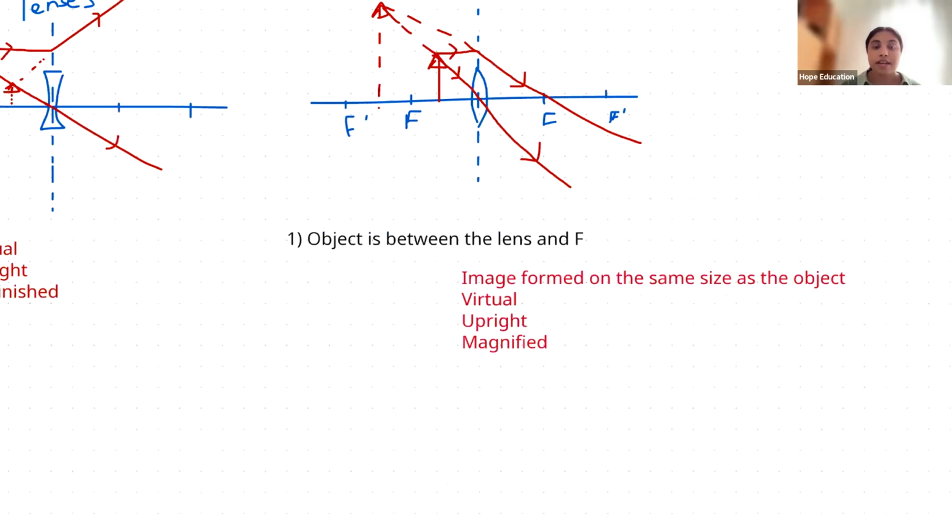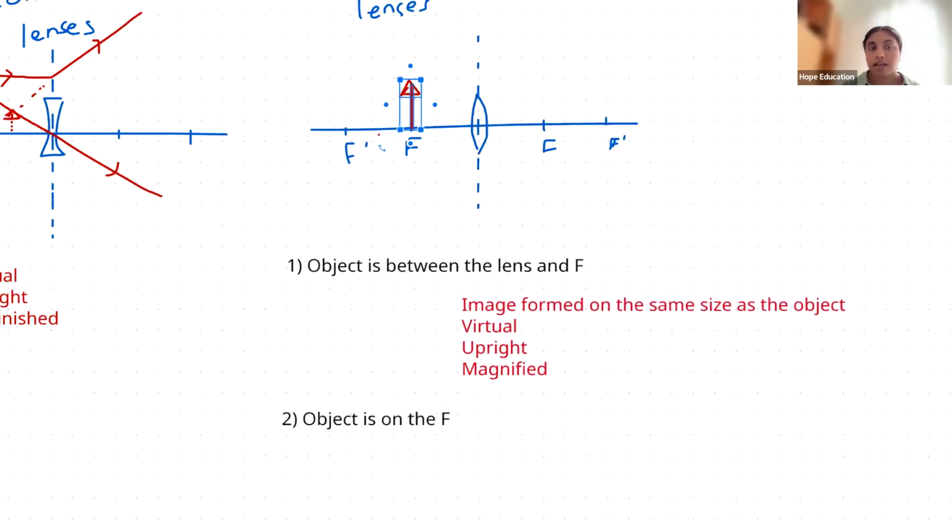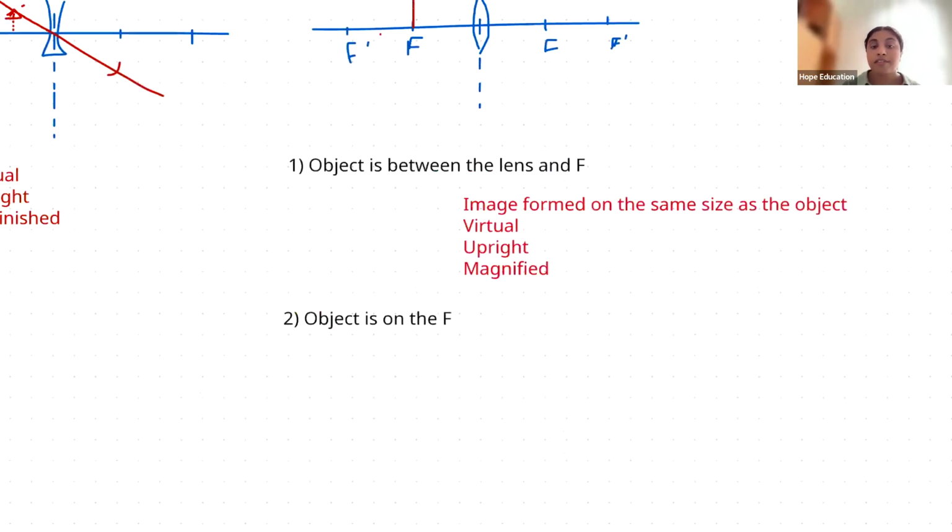Then secondly, we learned the ray diagram where the object is on the focal point. Okay, let me erase this. What will happen when the object is on the focal point? Where will the image be formed? Yes, here two parallel light rays are formed. So the image is formed at infinity. It is real, inverted, and magnified.